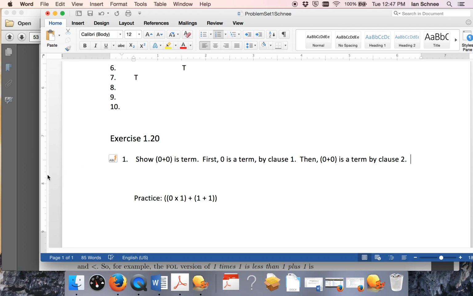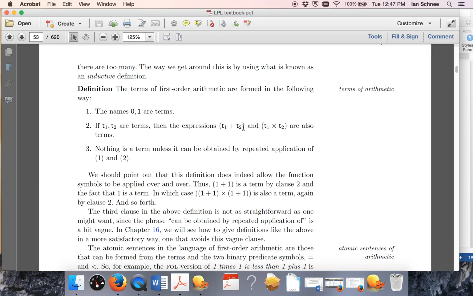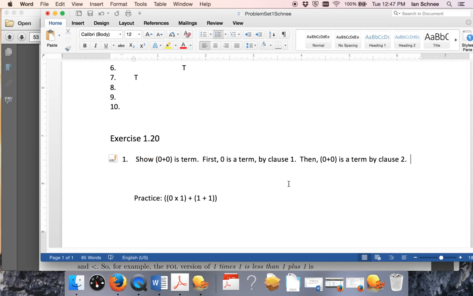Because clause 2 says, look, if you've got two things that are terms, we just established 0 as a term. Well, I could do 0 plus 0. Since those are terms, this thing is also a term, because I'm just inserting 0 for the t1 and t2 here, because I just established it was a term. Then I'm getting 0 plus 0. That's a term as well by clause 2.